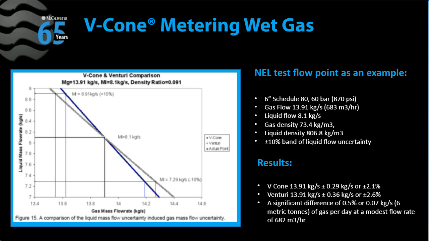And the Venturi meter had a tolerance of plus or minus 0.36 kilogram per second at the same flow rate, which meant an accuracy of plus or minus 2.6%. Now, a difference of 0.5% may not sound like a lot, but in this case, that was about 0.07 kilogram per second, or 6 metric tons of gas per day, which ends up being quite significant for the operator in this type of application. So any improvement on accuracy makes a huge difference when monitoring a wet gas flow meter.